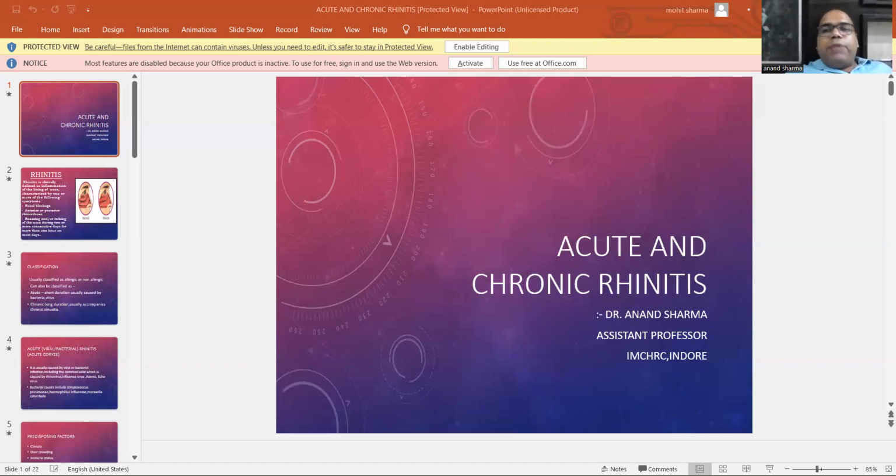That filtered material may contain bacteria, may contain virus. So this material will be acting as a culture medium. So nasal obstruction will also lead to rhinitis. So what is the pathology for development of rhinitis?